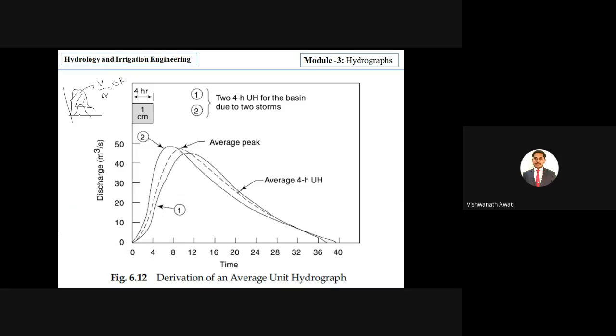After getting these, we'll get a number of unit hydrographs, and these unit hydrographs are not identical. You can see here the second 4-hour unit hydrograph is not identical, right? Because we have 4-hour unit hydrographs from different storms. Here is a 4-hour unit hydrograph of one storm and a 4-hour unit hydrograph of another storm, but these are not identical. Then what we have to do is make the best fit of the curve by eye judgment, right? After that we get the average 4-hour unit hydrograph.